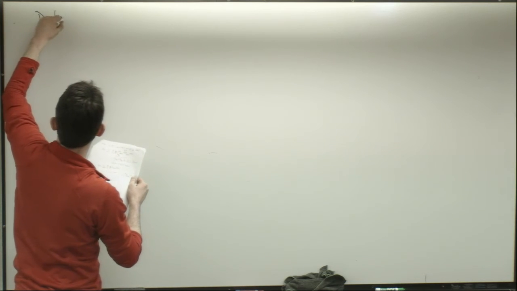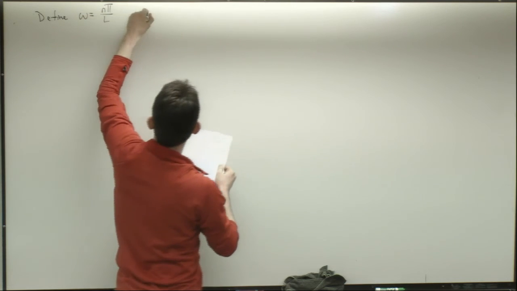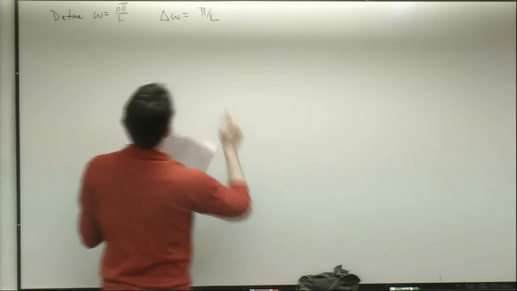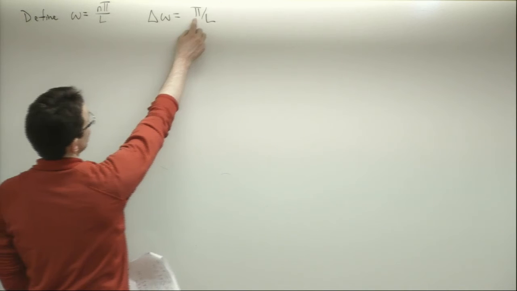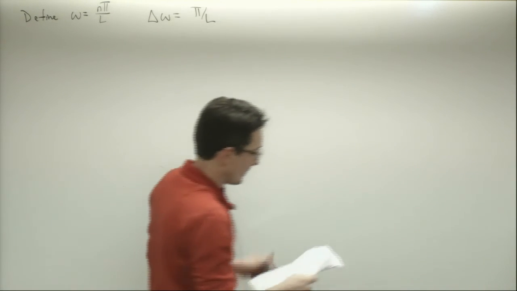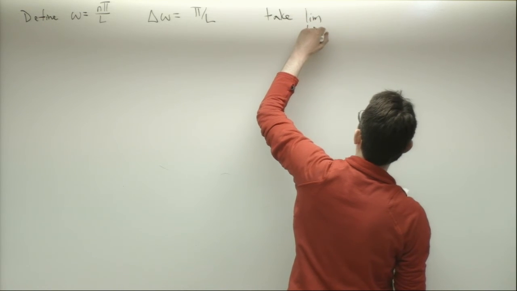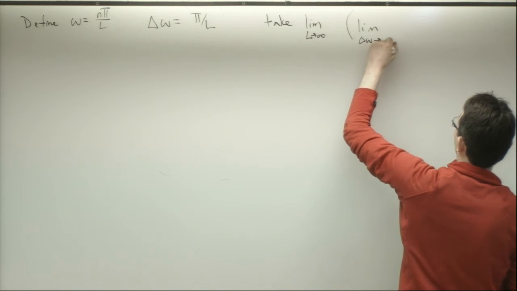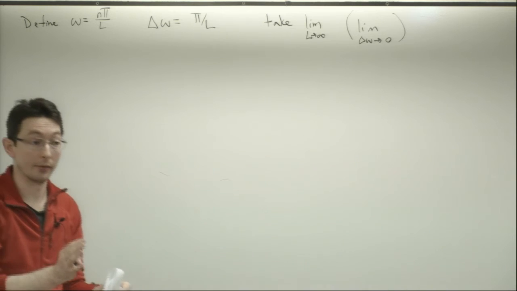I'm going to define omega equals n pi over L, and delta omega is just pi over L. So these are kind of my delta frequency elements. I keep increasing my frequency by these increments. And we're going to take the limit as L goes to infinity, which is the same as the limit as delta omega goes to 0. I'm going to make my frequency spacing infinitesimally close.